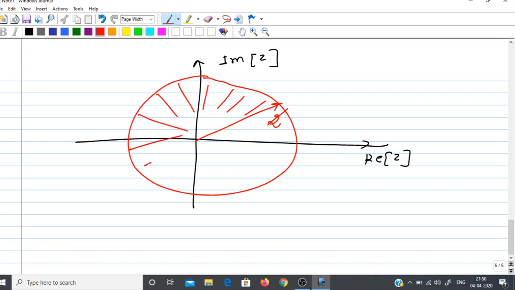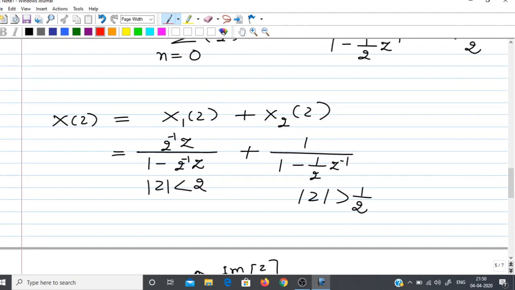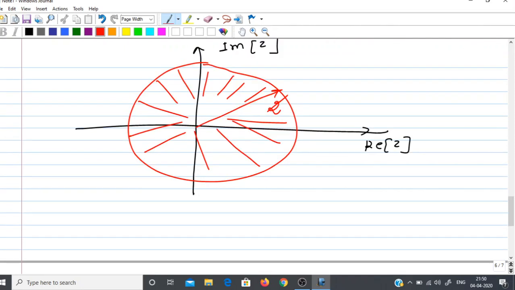So this is the interior of this circle. And for x2, what is the ROC? Mod z greater than half. So I have to draw a circle with radius half. This is my circle, let's say the radius is half.